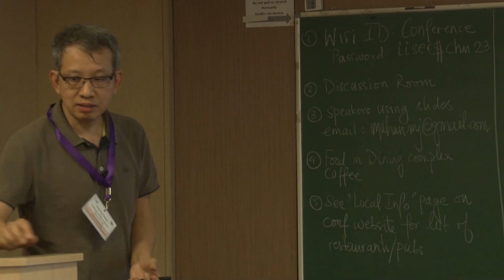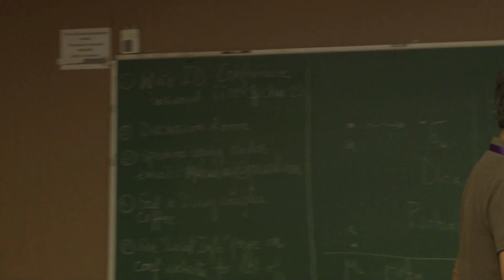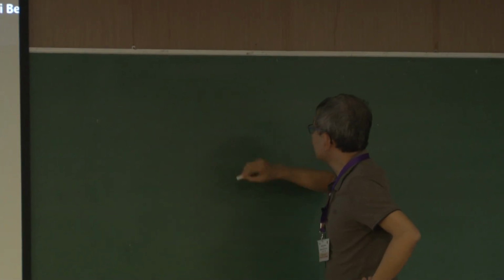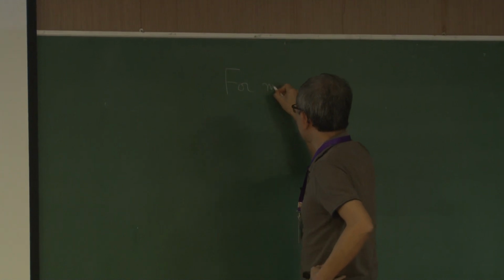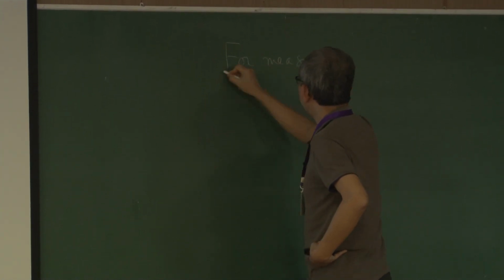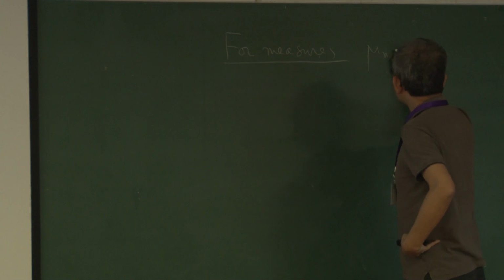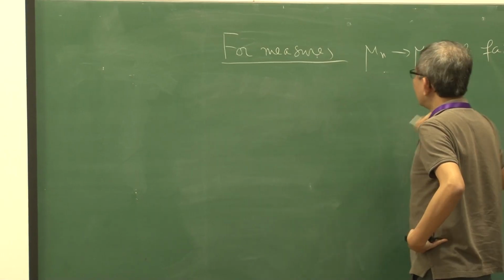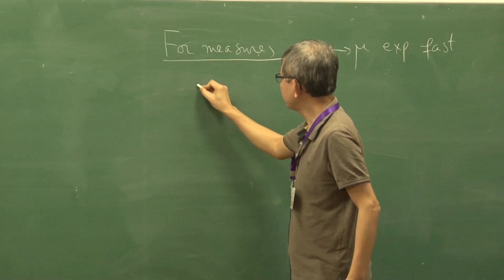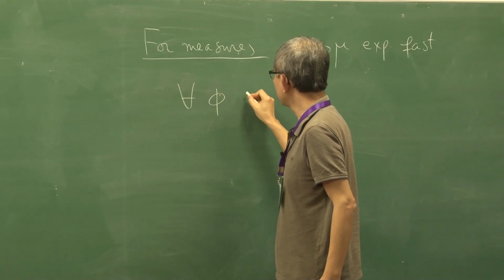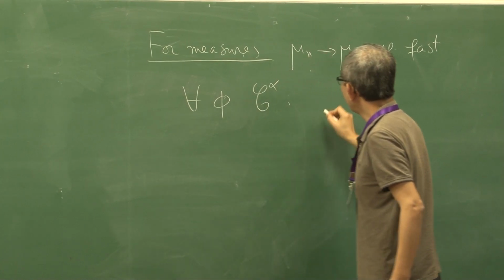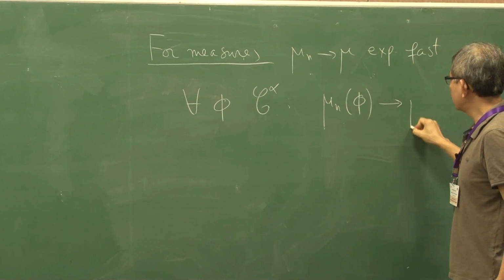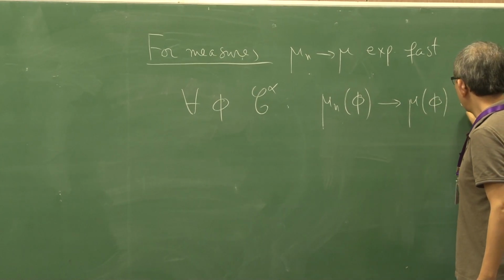So maybe I precise here the notion of the speed of convergence. For measures like that, mu n goes to mu exponentially fast means that, I skip some detail, but for every Holder function phi, phi alpha, you have that the integral of phi by mu n, mu n phi, goes to mu phi exponentially fast.